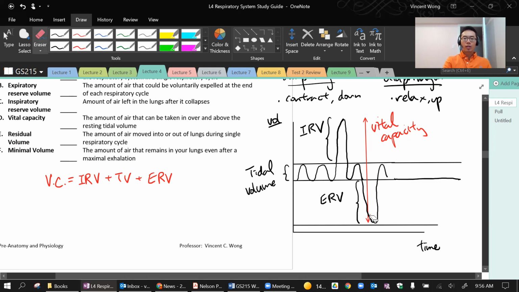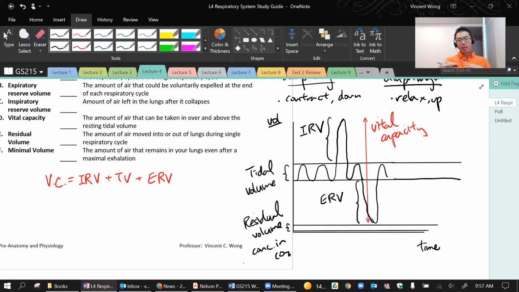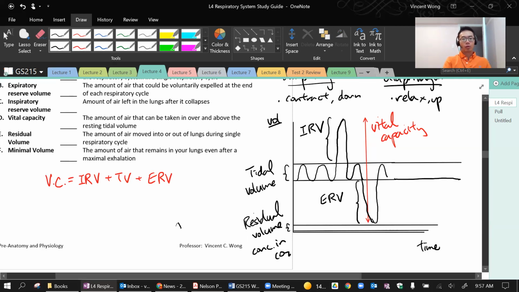Now, even after you breathe out as much as you can, there is still going to be some air that is left. This amount of air that is left is called the residual volume. It is very concentrated in CO2. Those air don't come out. When you breathe in and out, these are actually called dead air, because it's not useful for gas exchange. It's just very rich in carbon dioxide, and they never really breathe out.